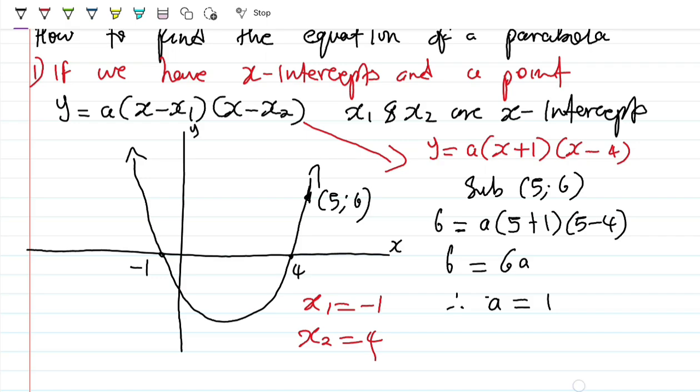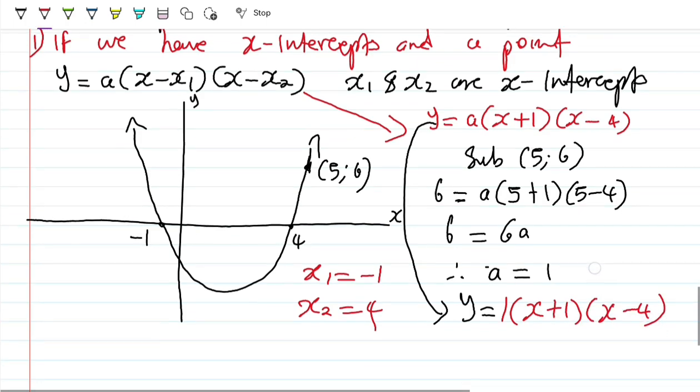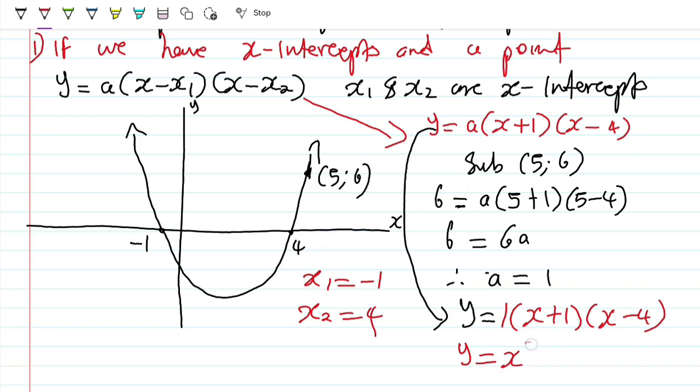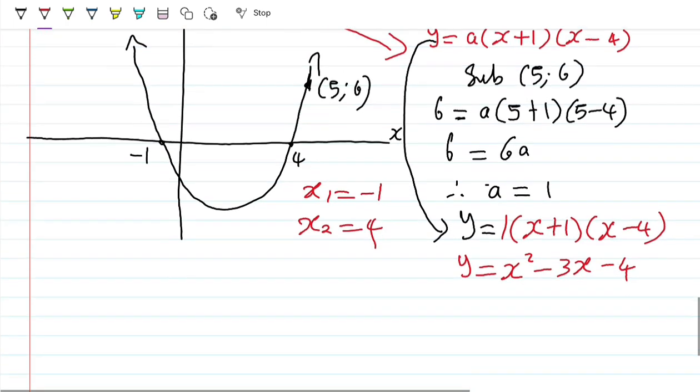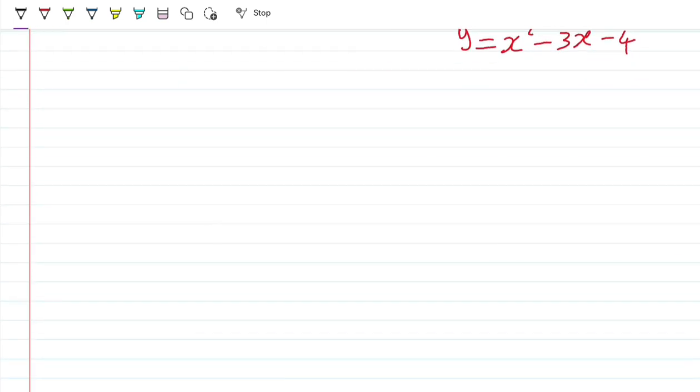That's not the end of it. We just need to come back and substitute. y equals a, which is 1, so wherever there's a, you can write 1, into (x plus 1)(x minus 4). When you simplify further, this gives us x squared minus 3x minus 4. So this is how we can find the equation of a parabola when we are given x-intercepts with another point on our graph. Let's move to the second condition, when we have a turning point and another point.